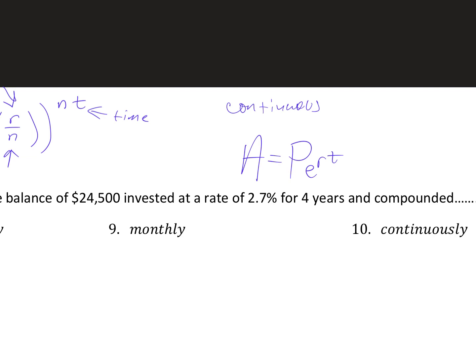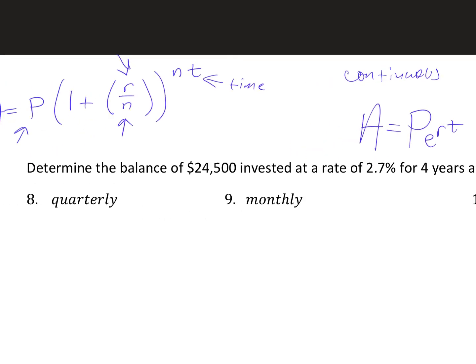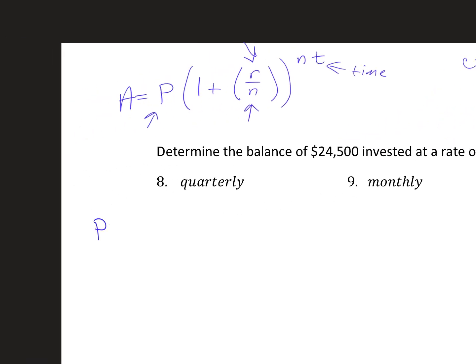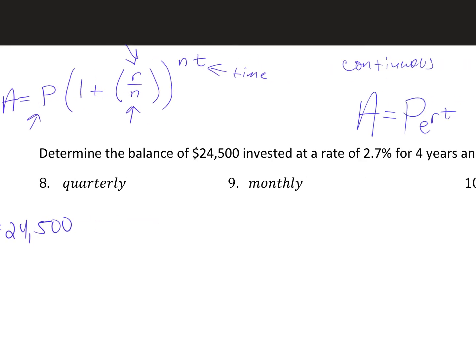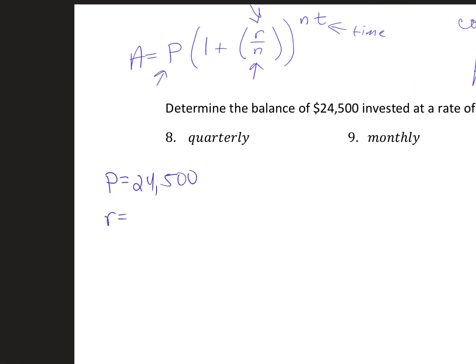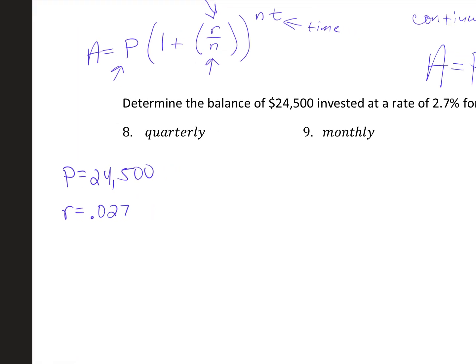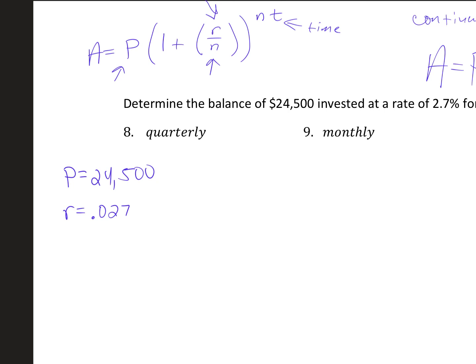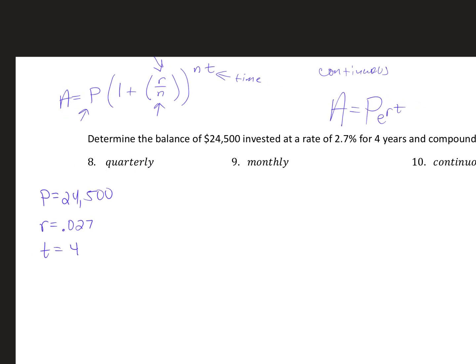So each one of these is very similar, but the answers are all different. If I were you, I would say, okay, my principal, what did I start off with? 24,500. What is my rate? 0.027. It's 2.7%. Move that decimal 2 places to the left, you get your 0.027. What is my time that I'm using? 4. So in all three of these, 8, 9, and 10, you're using all of that information.